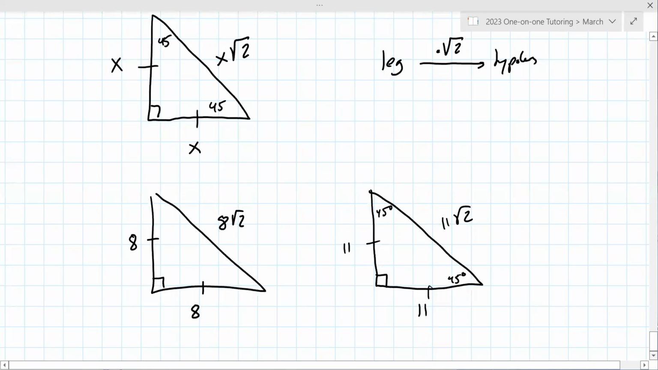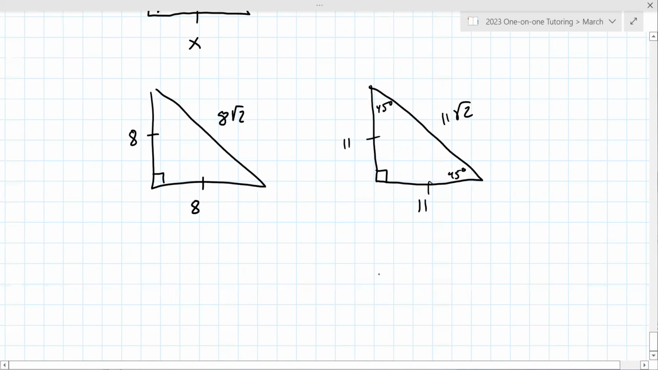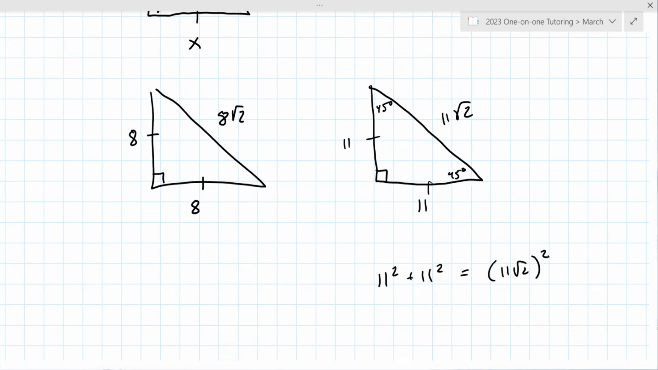Okay, and then would I be using a squared plus b squared equals c squared in this? It does work. If you took 11 squared plus 11 squared, does that equal 11 square root 2 squared? You will find that in fact it does. Now then, they get harder.